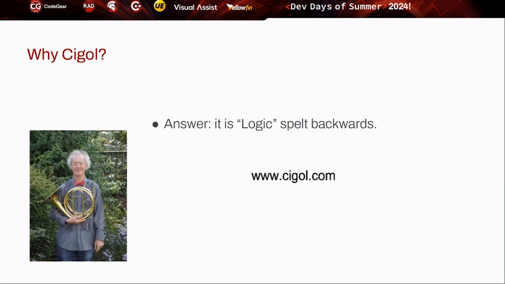That's about enough, I think. So I did say, why did I choose the name Seagull? Well, the answer is it's logic spelt backwards. And it's always a good test when you're dealing with new customers whether they spot that immediately or whether you have to give them a few hints. Anyway, I've finished my presentation.